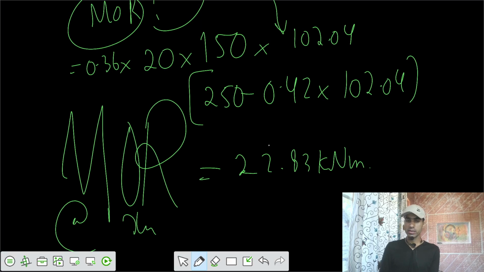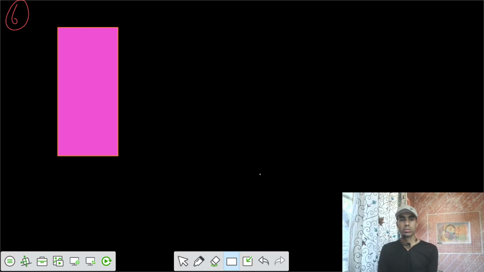Okay, let's take problem number 6. So we have some steel provided to you. AST is provided to you: four number of 25 bars.